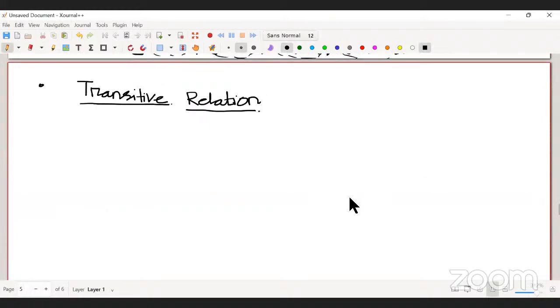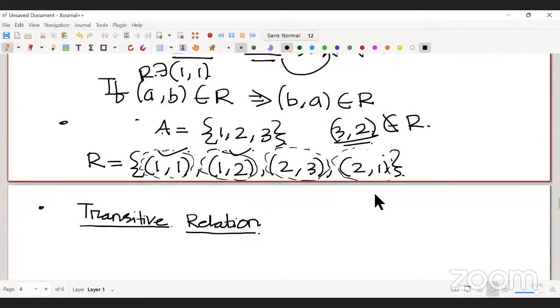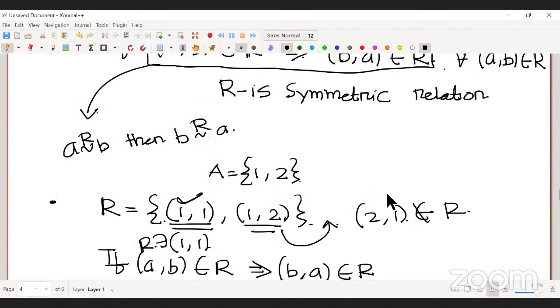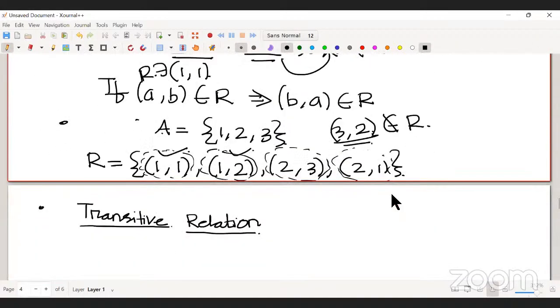Sir, I have one doubt. Can you give the difference between reflexive and symmetric for the same example, 1, 2, and 3? Like, what will come for the reflexive? Yeah. So do you think this is a reflexive relation? What is the condition of a reflexive relation? When can I say that R is reflexive?